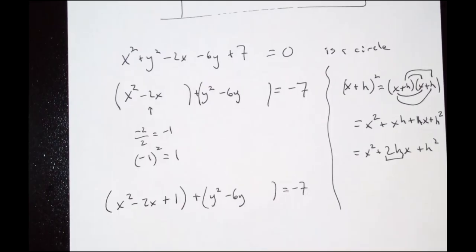Now, I'm not done with my completion yet. I added 1 on the left side. I can't just do that out of nothing. If I add 1 on the left side, I have to add 1 on the right side. So since I added this 1 here, I'm going to add a 1 there. Now do it again. Let's do the same thing with this set of parentheses.